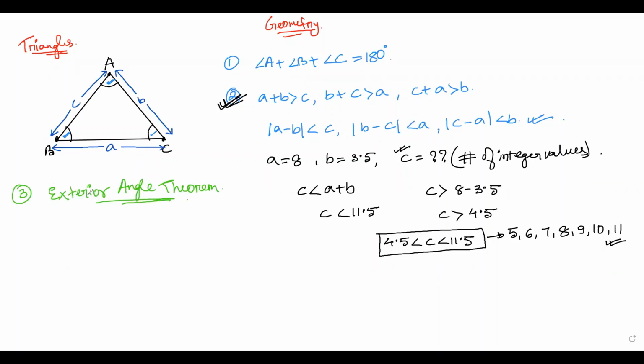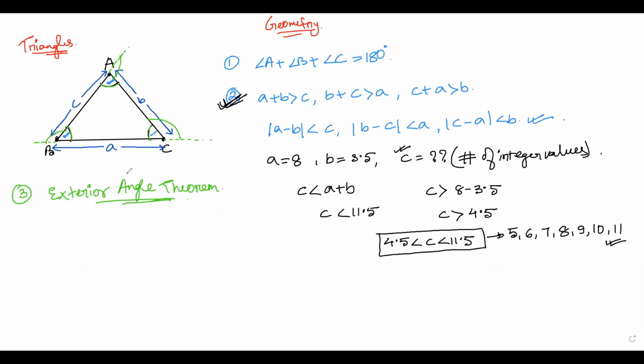Now, there is a very important property of a triangle, which is known as the exterior angle theorem, which states that any exterior angle of a triangle is equal to the sum of the two remote interior angles. In this triangle ABC, angle A, angle B, and angle C are the interior angles. But if we extend this side, then this becomes the exterior angle. In a similar way, if we extend this, then this becomes the exterior angle A, and if we extend this, then this becomes the exterior angle B.